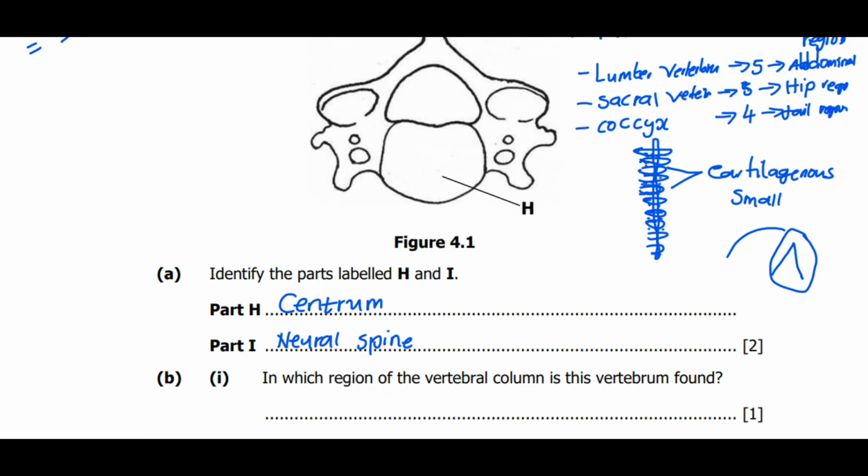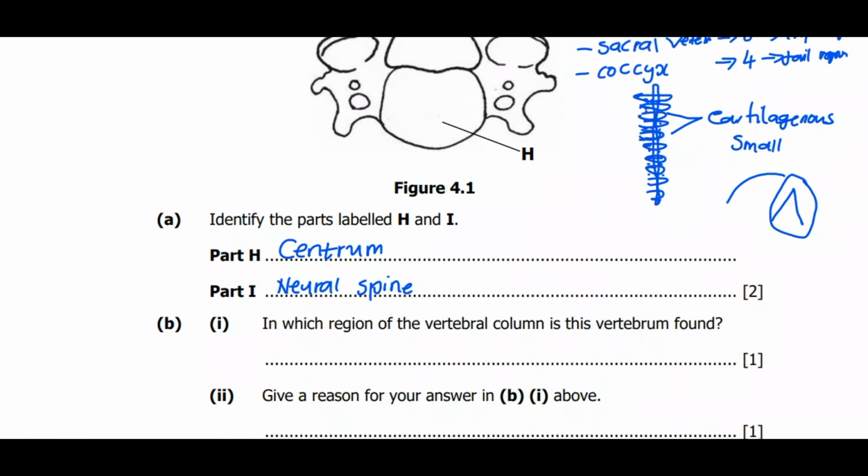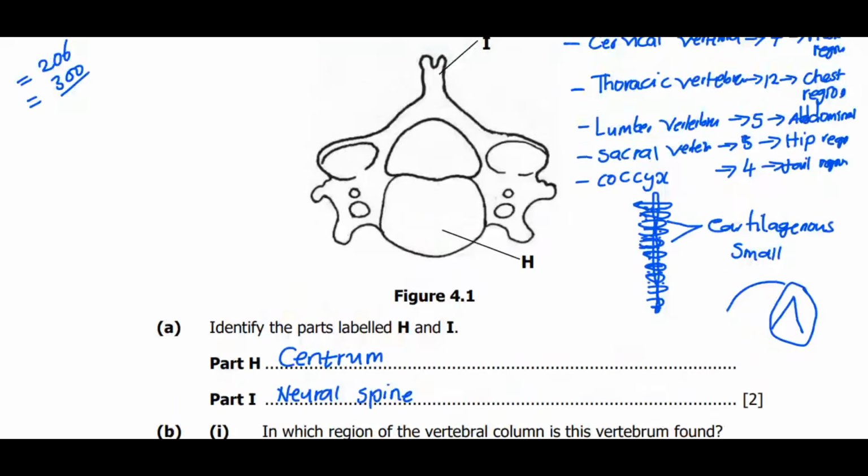Then B1: in which region of the vertebral column is this vertebra found? Among these, is it the neck region, chest region, abdominal, hip, or tail region? This is found in the neck region. Then give a reason. Why have we said so? How can we know this?